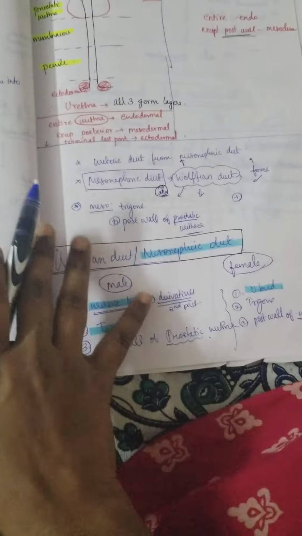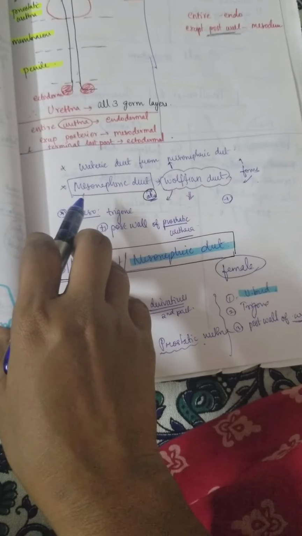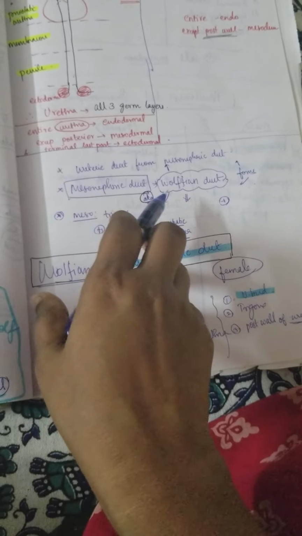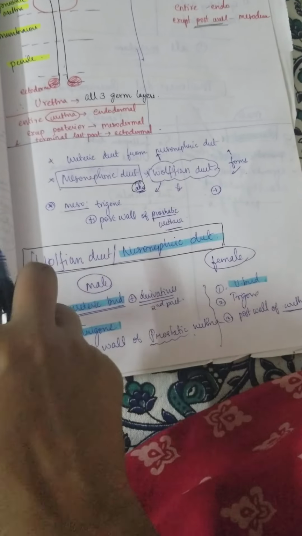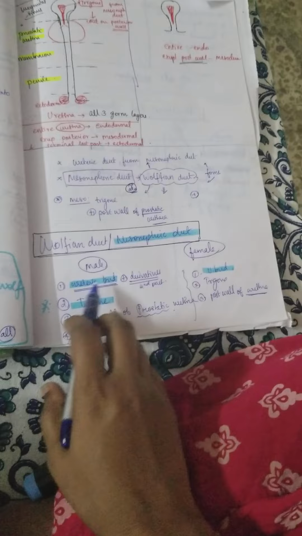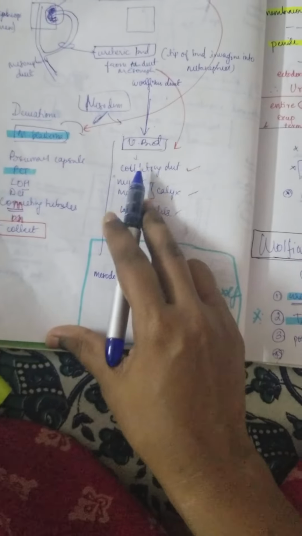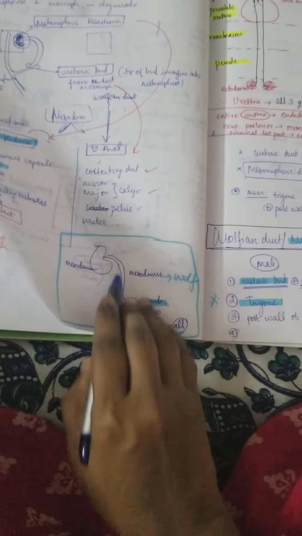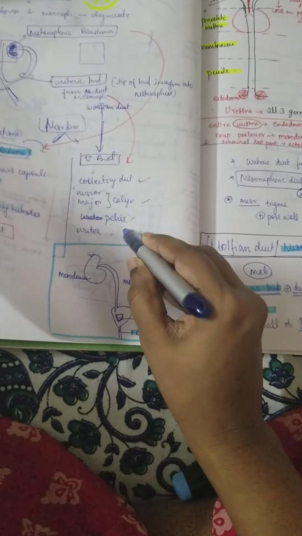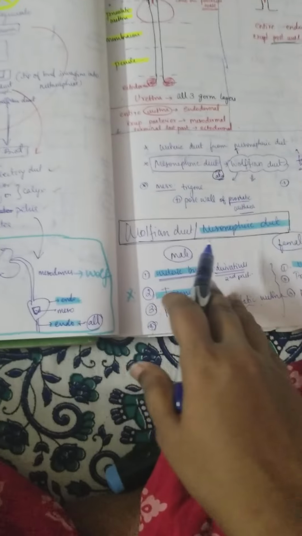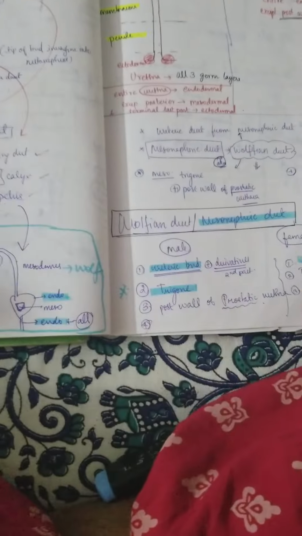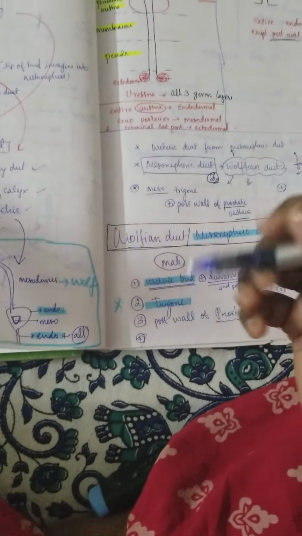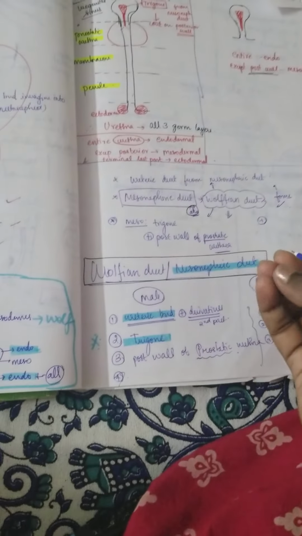Now this Wolffian duct, which I was talking about, this mesonephric duct, will form the ureteric bud and the derivatives of these two. So collecting duct, major, minor calyx, and ureter will all form from the ureteric bud, which is from the Wolffian duct or the mesonephric duct. And also part of the trigone is from the mesonephric duct.